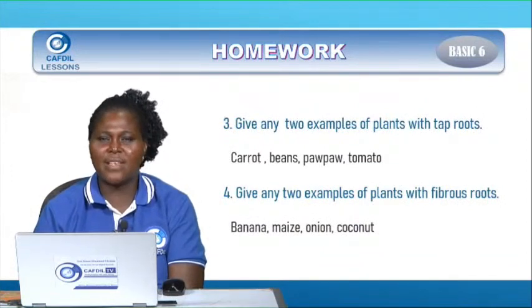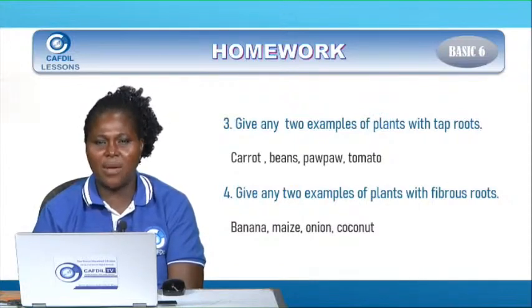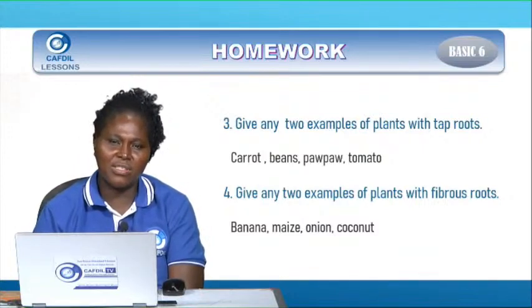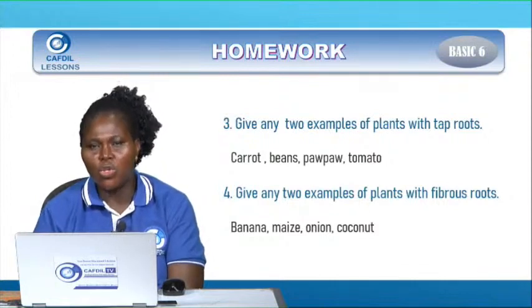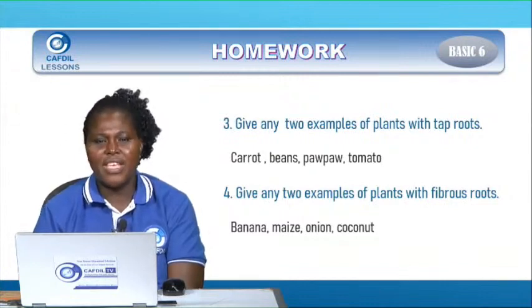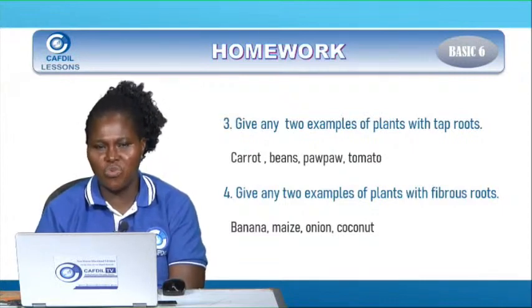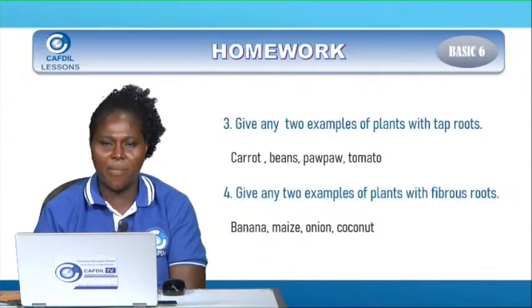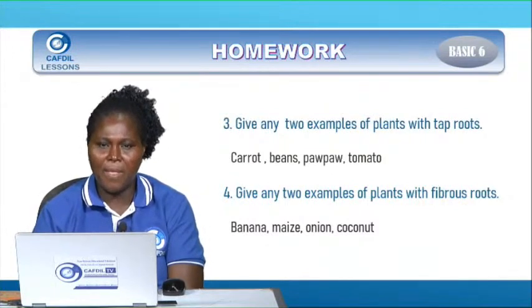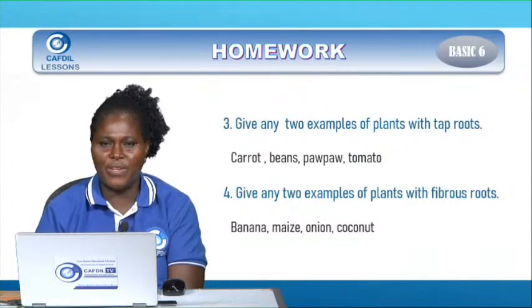Homework number 3. Give any 2 examples of plants with tap roots. We have carrots, beans, pawpaw, tomato. Any 2 of them. Number 4. Give any 2 examples of plants with fibrous roots. We have banana, maize, onion, coconut. So any 2 of them.